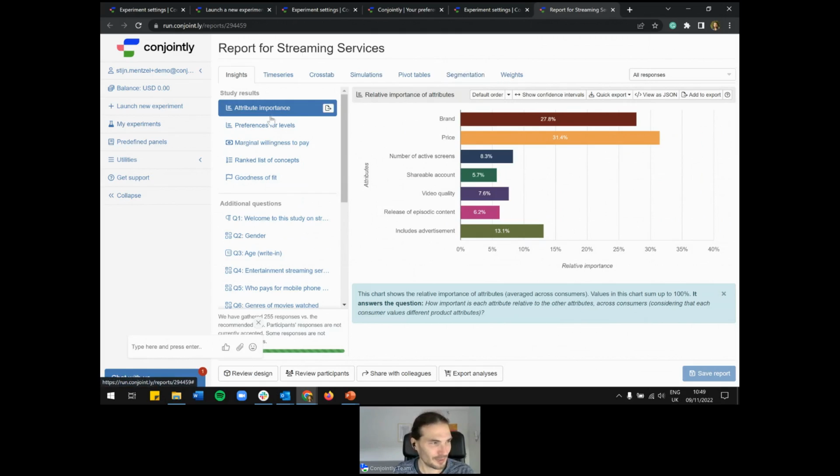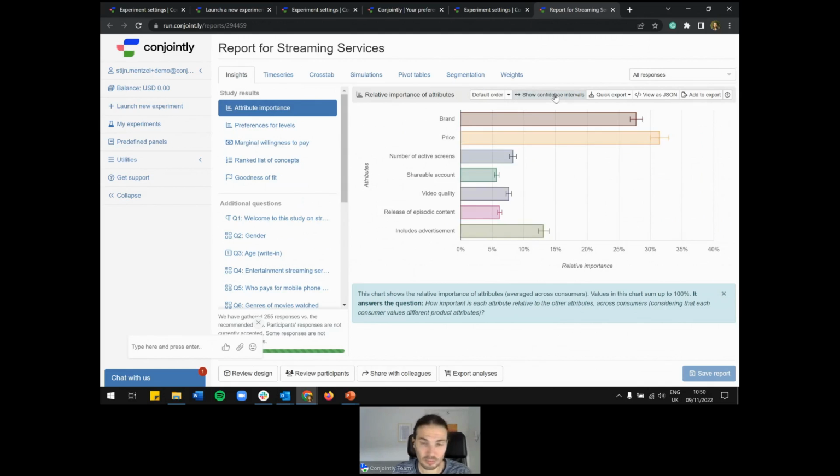So in the Insights tab, the first one you see is attribute importance. We can see price is the most important factor, not surprising. But it's closely followed by brand. And the third most important is actually advertisement. Things like shareable account, which surprises me because I think all my subscriptions I share with friends or family, is even less important than, for example, the release of episodic content. And we can look at the confidence intervals, and we can see these are relatively narrow confidence intervals, so quite consistent decisions. So that's attribute importance, price, brand, and so on.